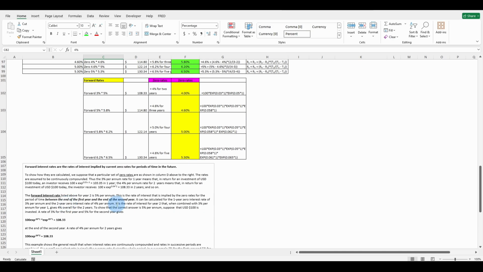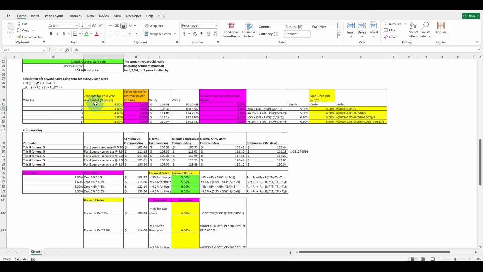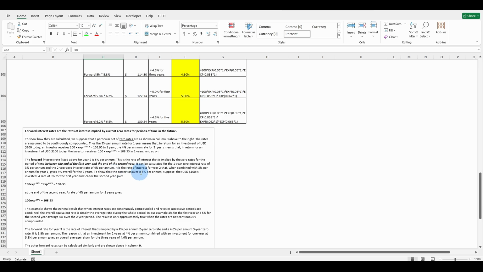Confusing? Of course it is. To show that the correct number is 5% per annum, that's per annum. Keep that in mind. Remember, we have to discount this back at 3%, and then we have to discount this at 5%. What's going to be it's going to be the 4%. Let's just see how this works. To show the correct answer is 5% per annum, suppose that the US dollar is 100, invested at a rate of 3% for the first year and 5% for the second year gives 100 e to the 0.03 times 1, e to the 0.05 times 1 equals 108.33.